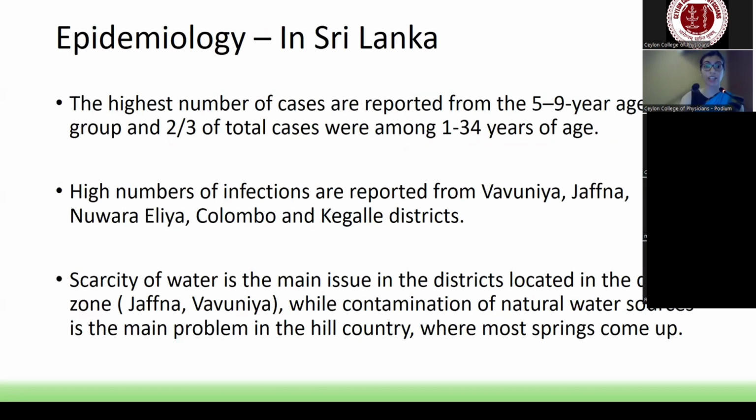In Sri Lanka, the highest number of cases are reported from 5 to 9 years of age, and 2/3 of cases were among 1 to 34 years of age. The high numbers of infections are reported from Vavuniya, Jaffna, Nuwara Eliya, Colombo, and Kalutara districts. The scarcity of water is the main issue in districts located in the dry zone, and contamination of the natural resources is the main problem in the hill country where the most springs are.